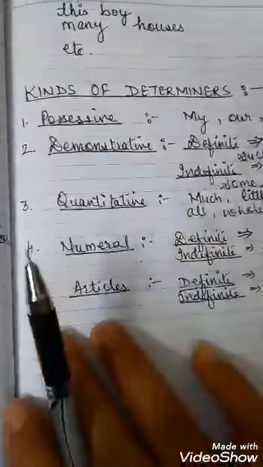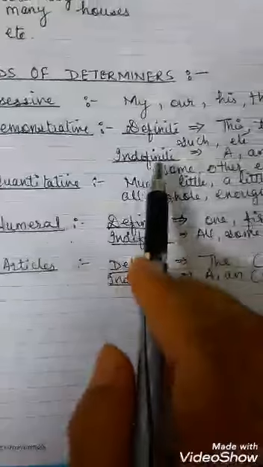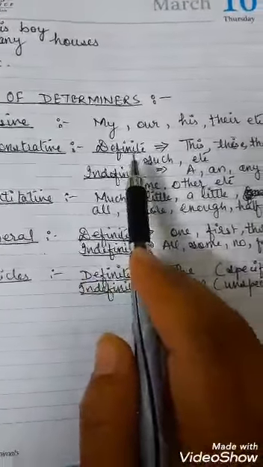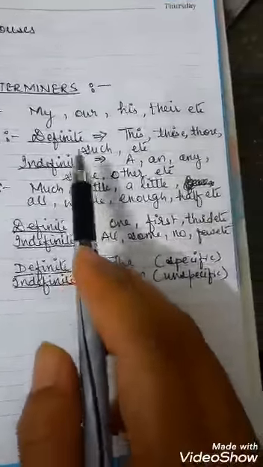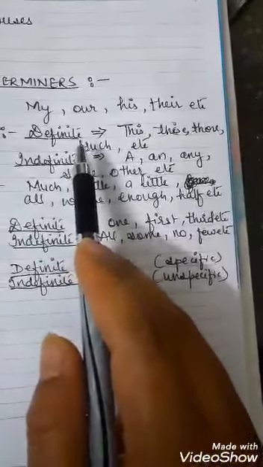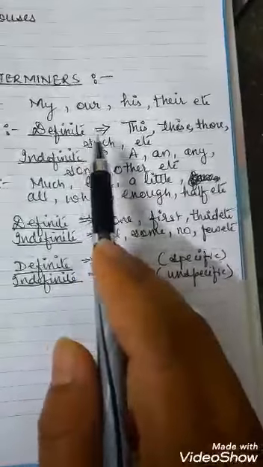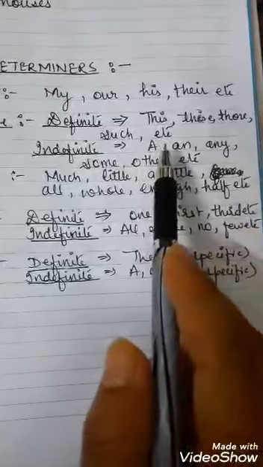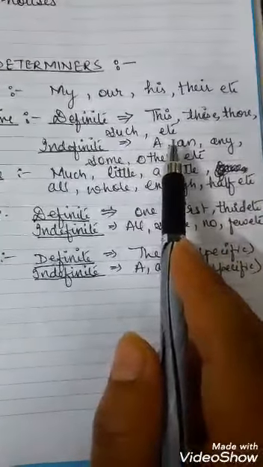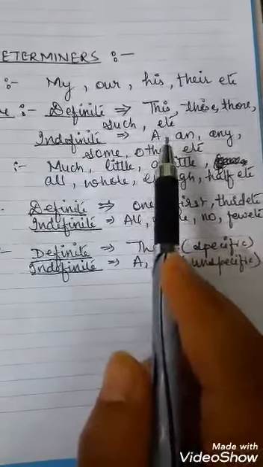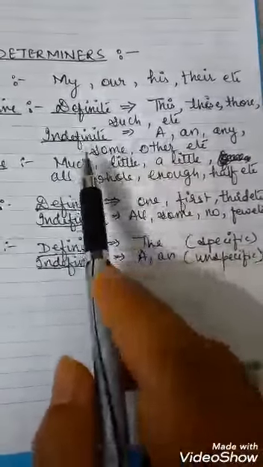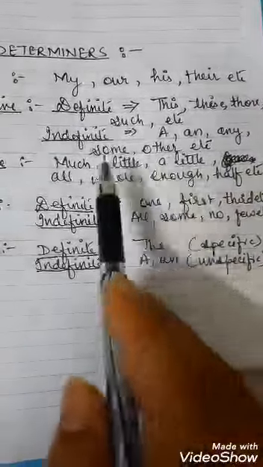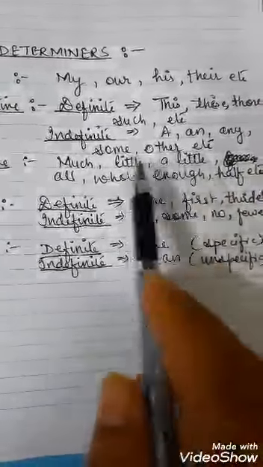Then demonstrative. There are two types of demonstrative determiners. One is definite and the other is indefinite. Now, definite. When it is definite, we know what we are talking about. This, these, those, such, etc. These specify which person or thing we are talking about. Indefinite: a, an, any, some, other. It's not specific. It's indefinite.